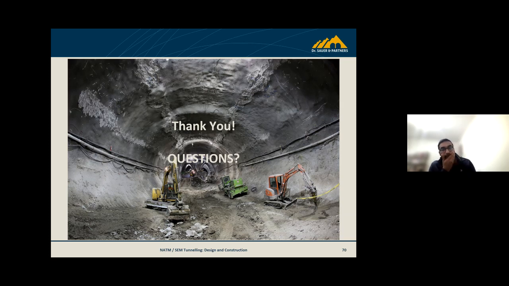Okay, fantastic. So we're going to move to the next question, which is, what would you consider a watertight tunnel? Would you always expect some leakage at the end? And can you have a tunnel with no leakage?